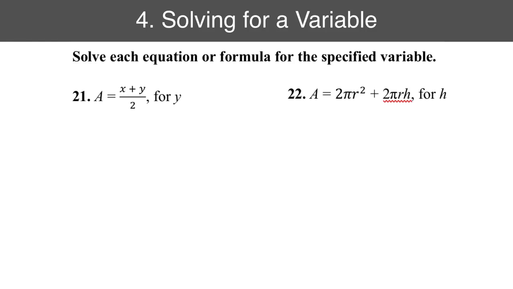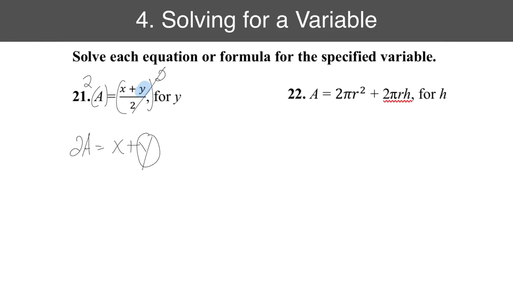So let's look at this first one, number 21. We're solving for y, so I'm going to highlight it here for us. When we look at this, we see that the x is being added to the y and the 2 is being divided. So we need to move the x and the 2 so the y is by itself. The first thing we're going to move is the 2. Since the 2 is dividing, we are going to multiply by 2. So what we have is 2a equals x plus y.